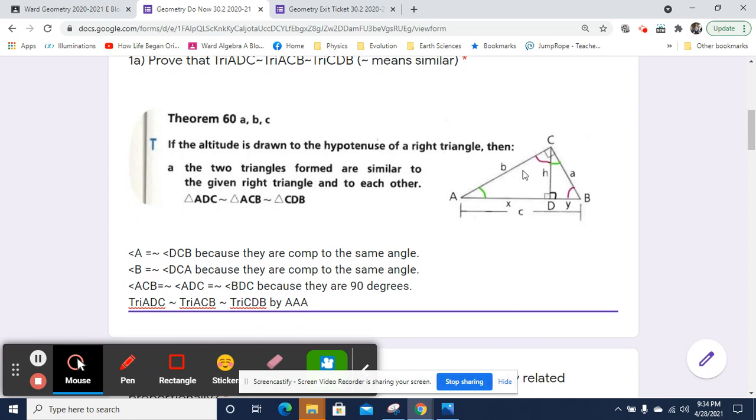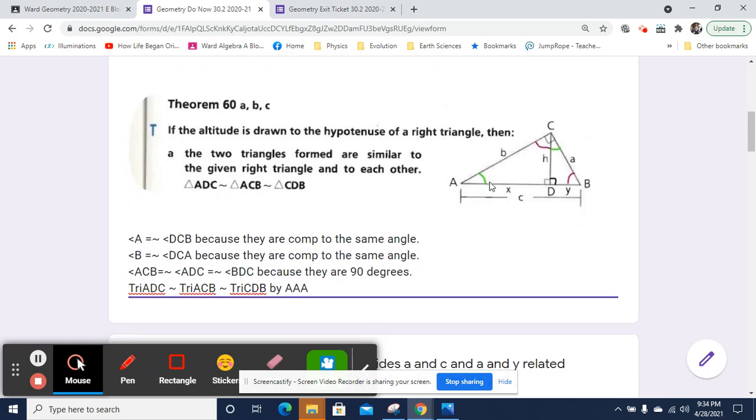Triangle ACB goes from the green to the right angle to the purple one. And then CDB goes from the green one to the right angle to the purple one. So that's the pattern you want to follow. You want to follow the angles.